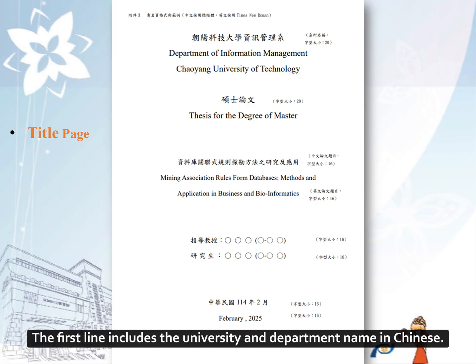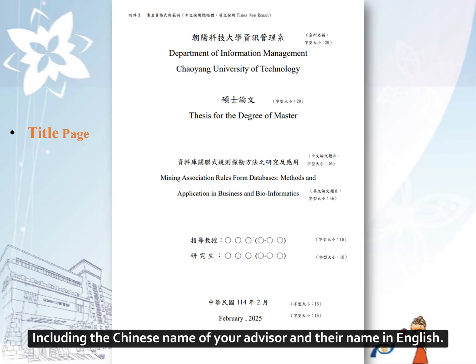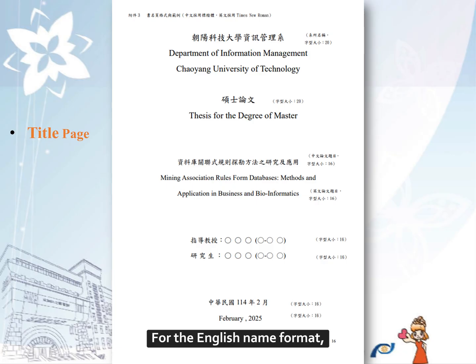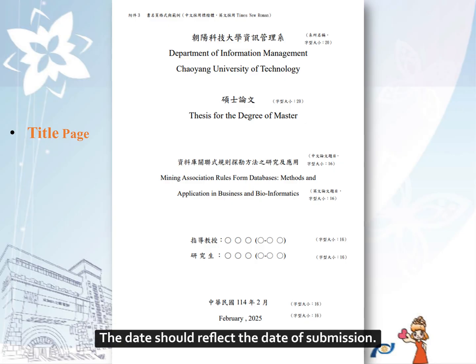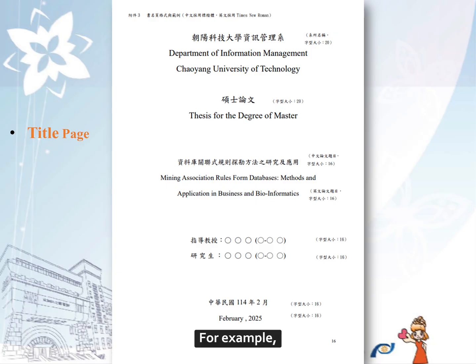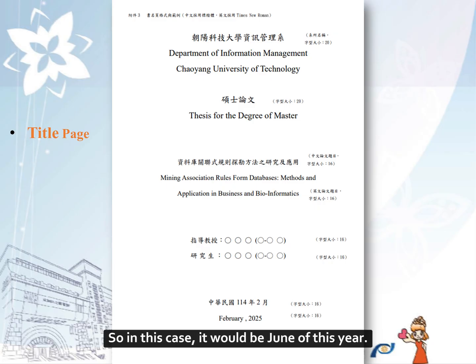The first line includes the university and department name in Chinese. The second line is the department name in English, then the English name of the university, and so on, including the Chinese name of your advisor and their name in English. For the English name format, the given name comes first, followed by a space, then the surname. The date should reflect the date of submission. For example, if you're submitting in June this year, you'll print the hard copy and submit it to the Office of Academic Affairs. So in this case, it would be June of this year. Also make sure to use the correct English date format.